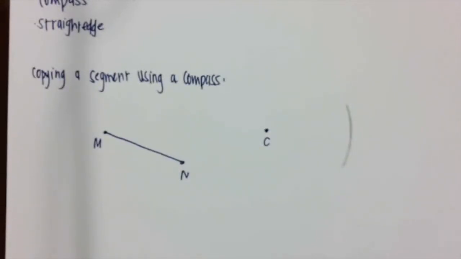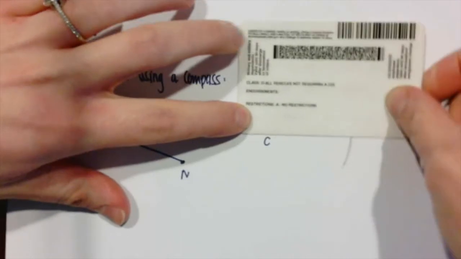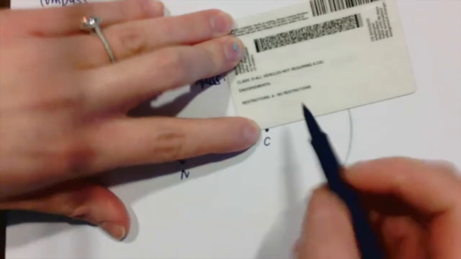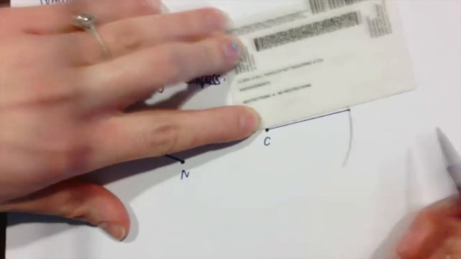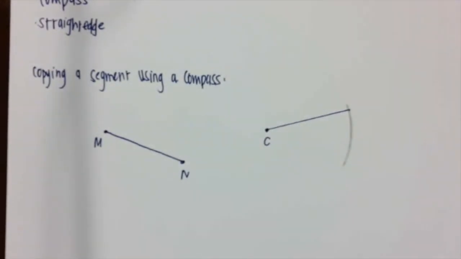Okay, step 4. Use your straight edge to connect endpoint C to any point on your arc. Now, I don't actually have a ruler, so I'm going to use my driver's license. Really, you don't even have to use a ruler. It just has to be something that has a straight edge. So connect endpoint C to any point on your arc. It doesn't matter where I put this straight edge. It just has to go from endpoint C to any position on here. No matter where we draw it, it's always going to be the same length.